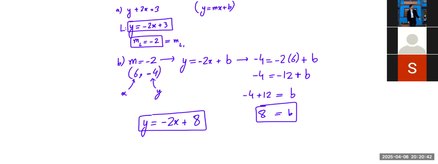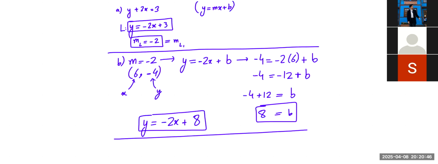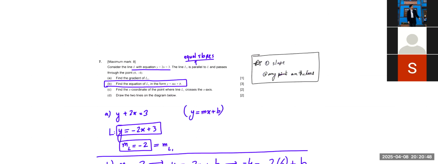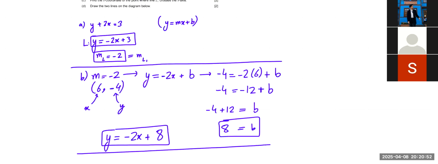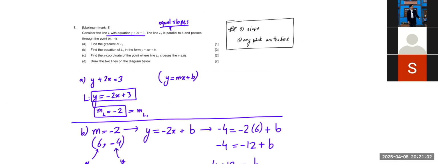This method is always going to be the same, okay? It's always this way. So whenever you're asked to find the equation of a line and they tell you the slope and a point, always use this method. Plug in the point, plug in the known slope. See, the known slope is here and the point is here. And then just solve it. This is how you can find the equation of a line. Okay, next question is also very, very common.